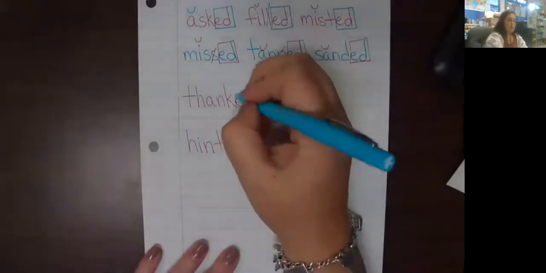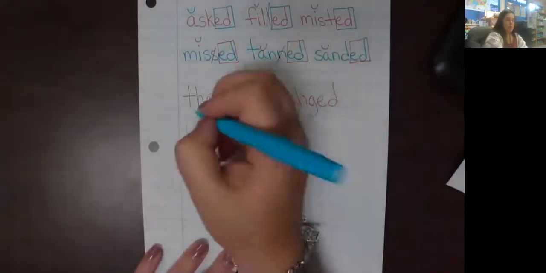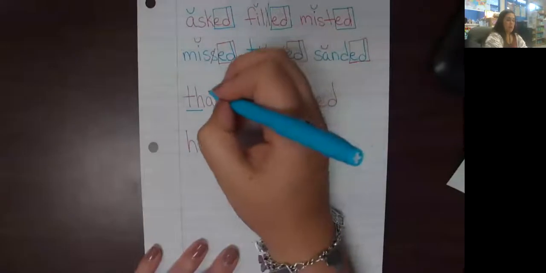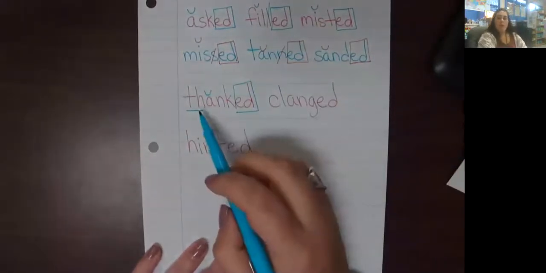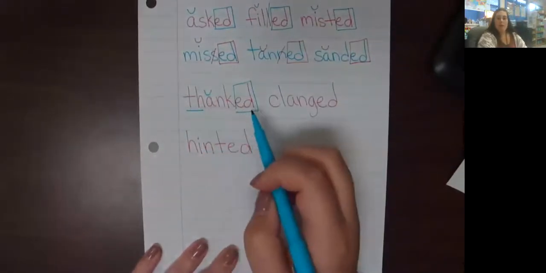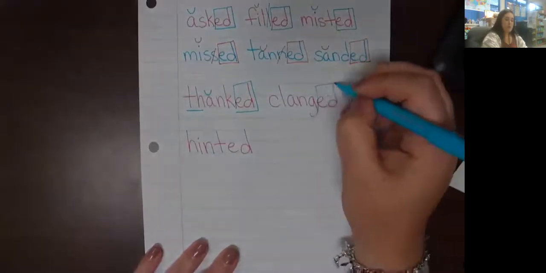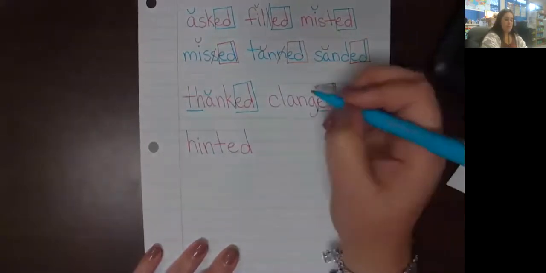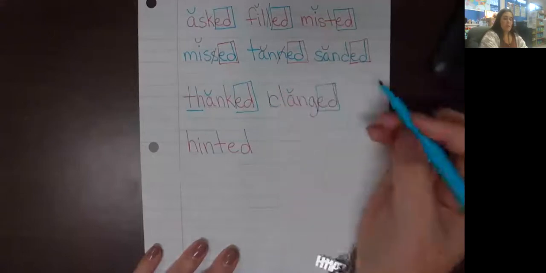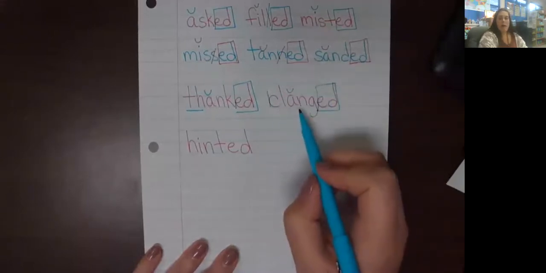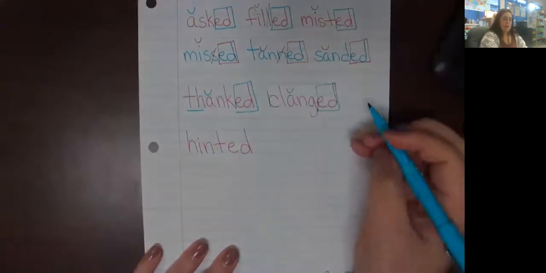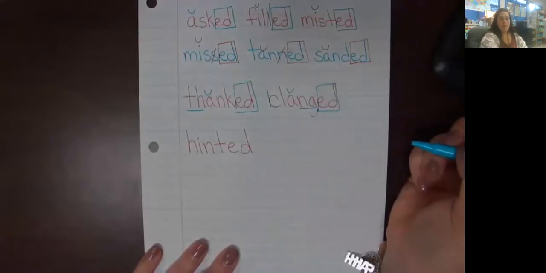We have suffix ed, we box it in. We have digraph th and a breve for the A. Thanked. Next one, suffix ed gets boxed in. The A gets a breve and the C gets a K back. Clanged. And we have suffix ng or digraph ng.